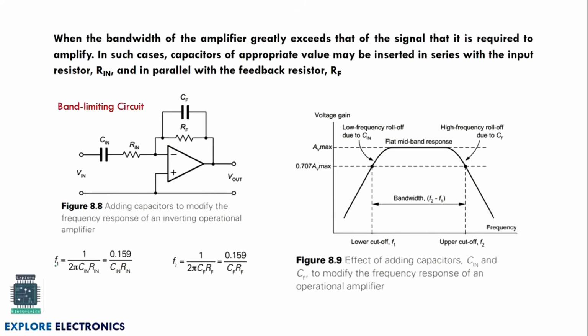So F1 can be calculated using this expression, 1 divided by 2 pi Cin into Rin, and F2 is again 1 divided by 2 pi CF RF. So we get two frequencies, and we can write the frequency response like this by taking the 3 dB lower point or 0.707 times the gain. Here are F1 as well as F2.